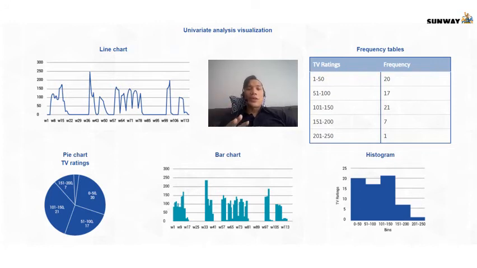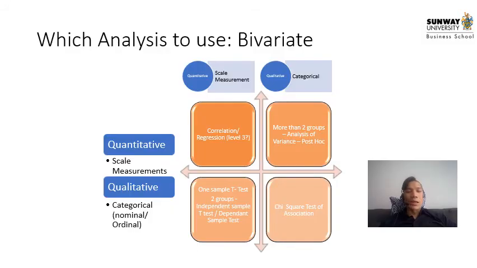If you're looking at univariate analysis visualization, you can look at frequency tables, line charts, pie charts, bar charts, histograms, and many other types of univariate analysis. Whereas if you're looking at bivariate, you might want to look at the different types of scale measurements. For example, if you're looking at two quantitative variables, you might want to look at correlation. But if you're looking at a quantitative variable, broken down by comparison of groups in terms of category, then you might want to look at an independent sample t-test or even ANOVA. If you're looking at two categorical variables to see if they have an effect on each other, you might want to consider the chi-square test of association.